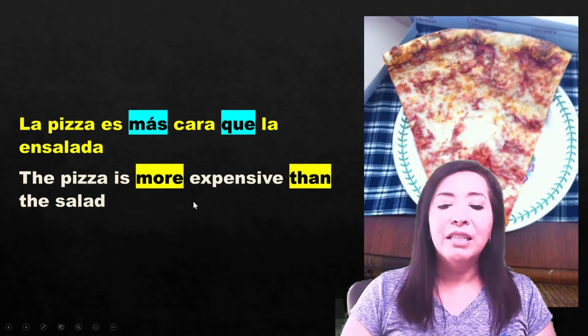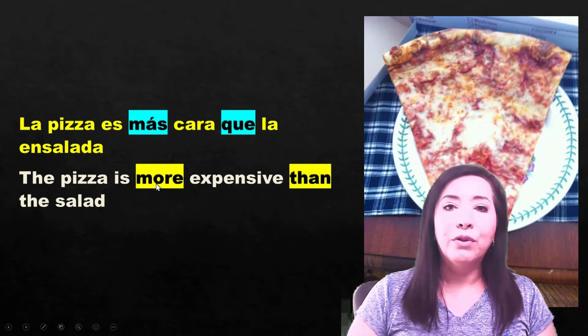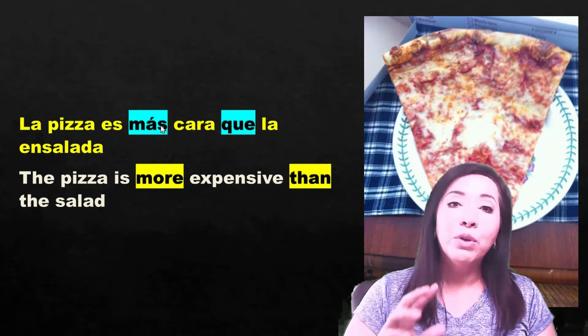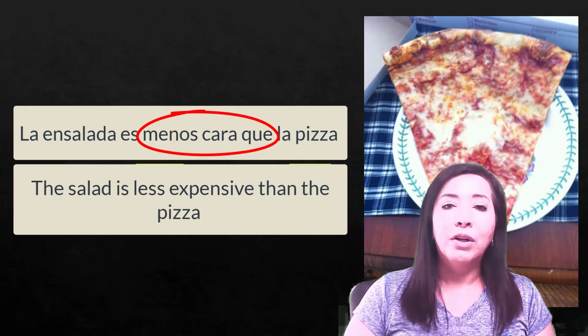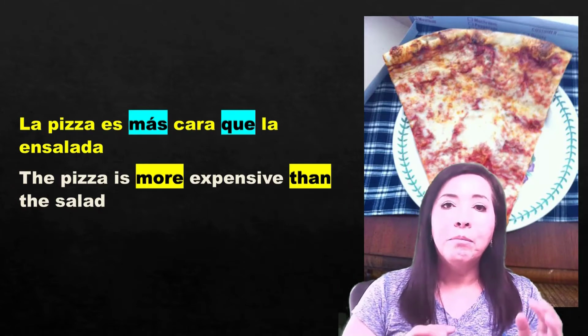The pizza is more expensive than the salad. I highlighted for you some keywords, más and then que. Más cara que, more expensive than. Okay, so those are the words that you need to remember: más que. But what if I switch it and I say that the salad is less expensive than the pizza? In that case, you would have to switch más to menos que. So to summarize, the words that you need to remember are más que or menos que.